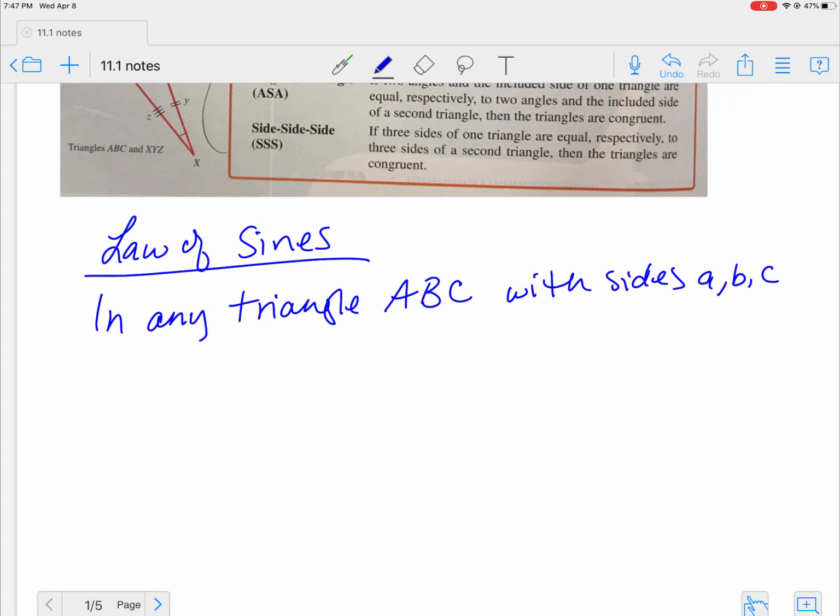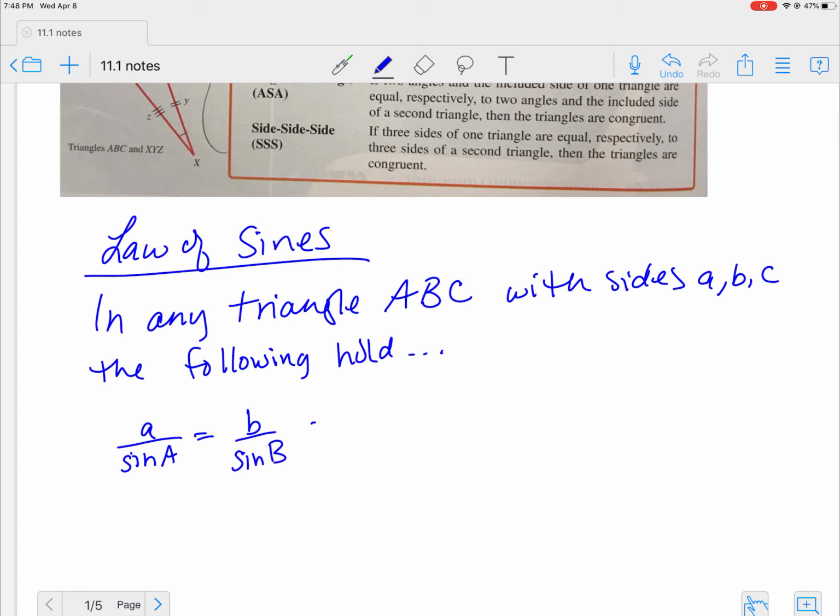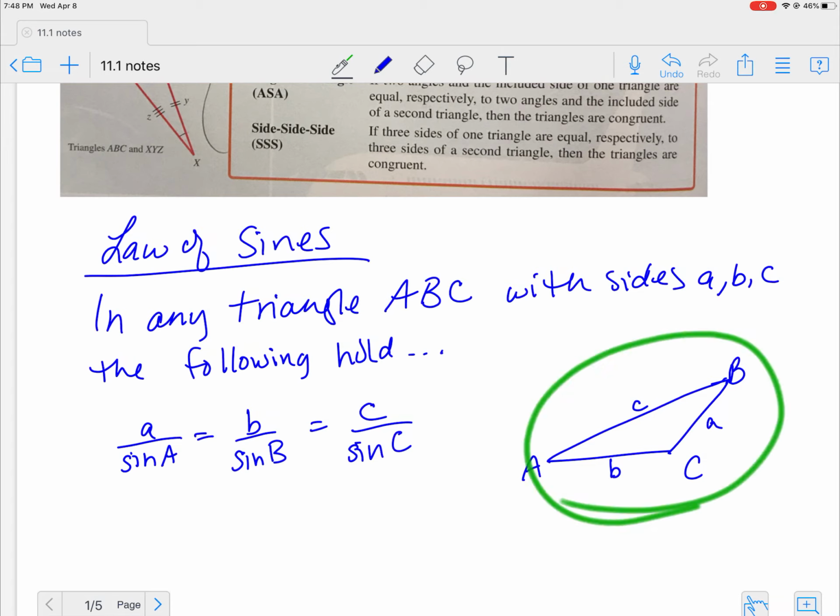So in any triangle ABC, with sides little a, little b, little c, because we know that goes with the sides, the following hold. So here is law of sines. Side A goes with the sine of angle A. Side B goes with the sine of angle B. And side C goes with the sine of angle C. Now, I have any triangle, right? This is not a right triangle. This is just any triangle.